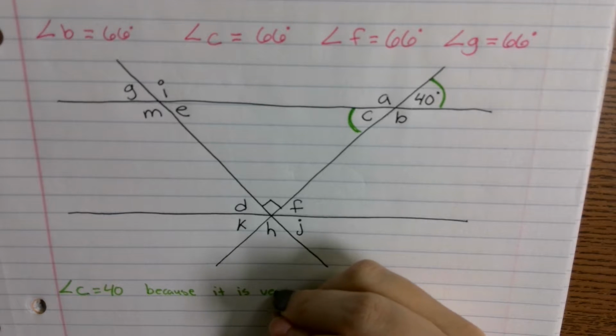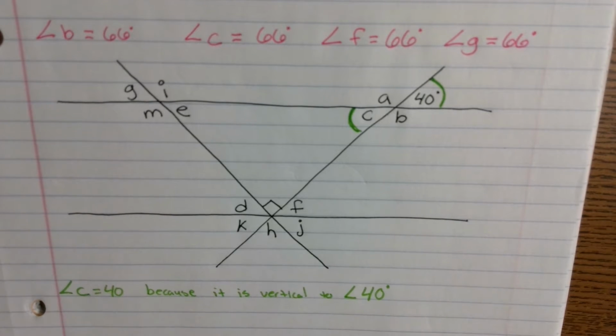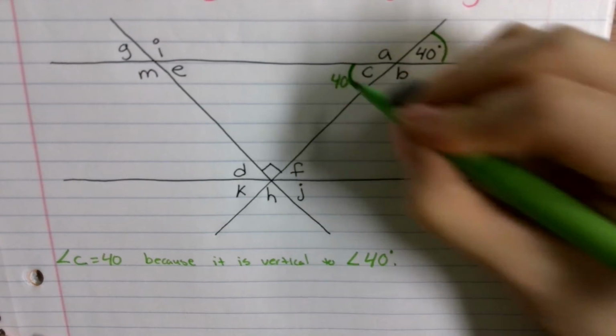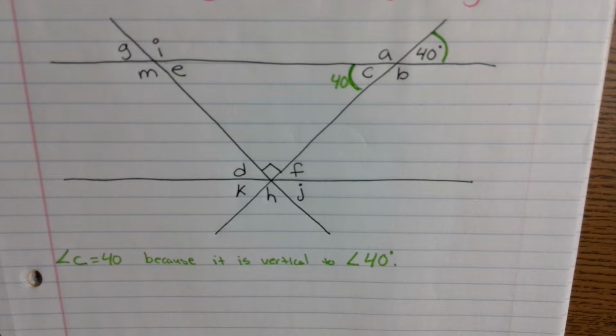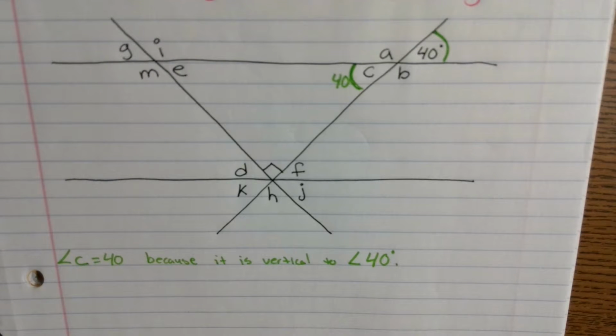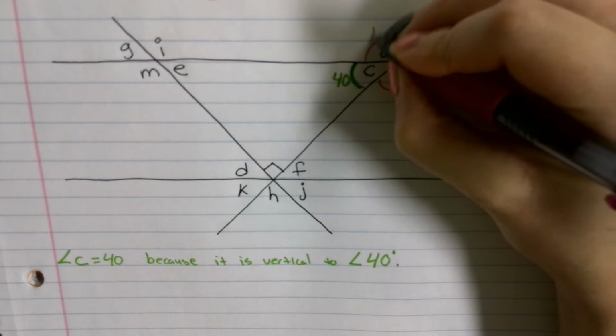because it is vertical to angle 40 degrees. Okay, so I'm going to go ahead and write 40 in here so that way it's part of it. Now, because I know that these are both 40, what else can I now figure out? Destiny? Angle A and B. How? Very good. Subtract 40 from 180. So that makes angle A and angle B 140.